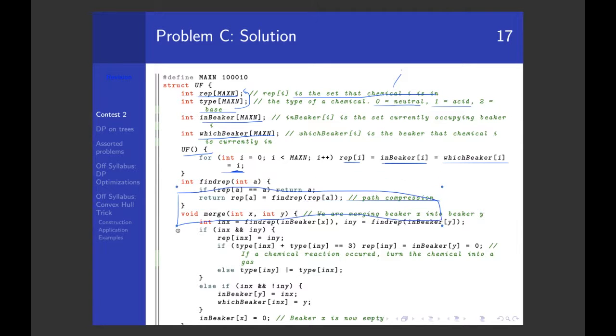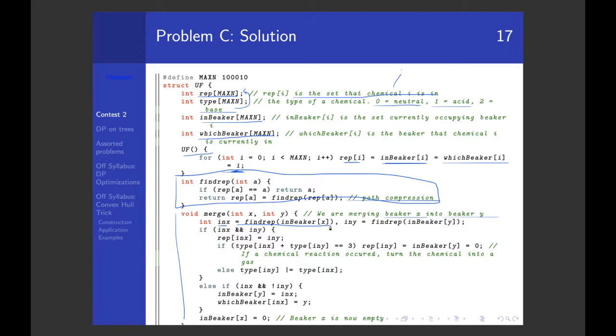Here, this is merging two beakers. By merge, I mean pouring beaker X into beaker Y. So in X, we just find rep, that is find the root. We're finding the root, or the set that is in beaker X and the set that is in Y. Then we check if they're both non-zero. If they're 0, that means there's nothing in the beaker. So if there's something in both beakers, then union find merge them. So set the parent of X to Y in the union find.